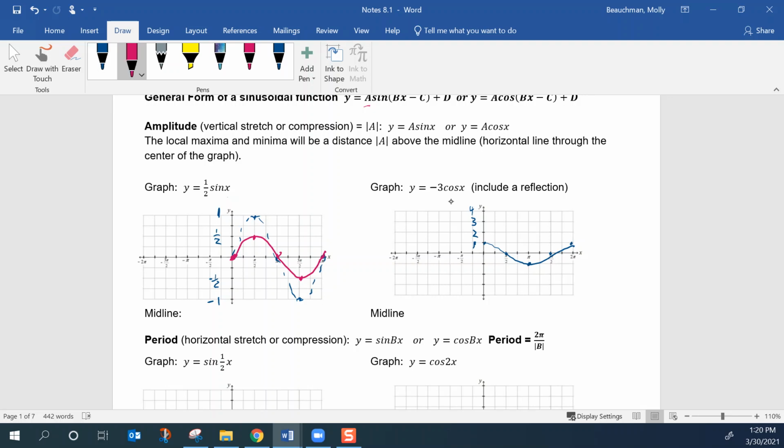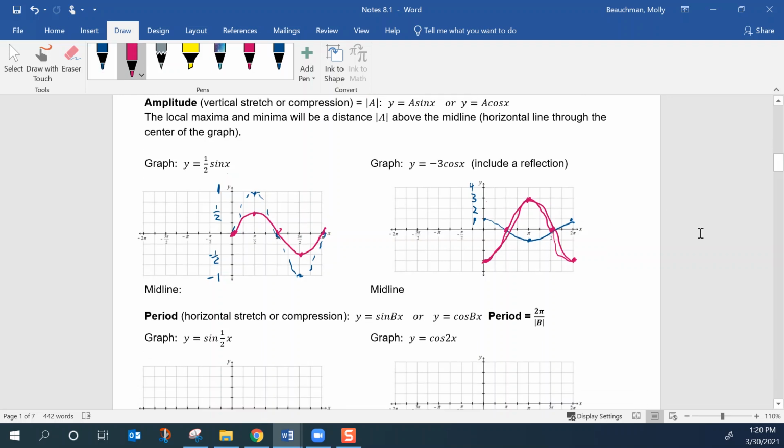Then -3 cosine is going to be an amplitude of 3 instead, and we're going to reflect. So this point at (0, 1) is going to become the coordinate (0, -3). They're going to share the same intercepts. This coordinate at pi, -1, is now going to become a maximum at 3. The zeros stay the same. So we've got a reflection over the x-axis and an amplitude of 3. So that's a vertical stretch of 3 and then a reflection.